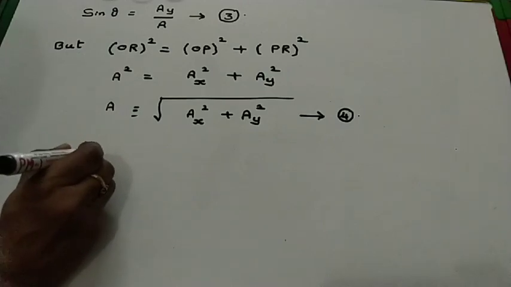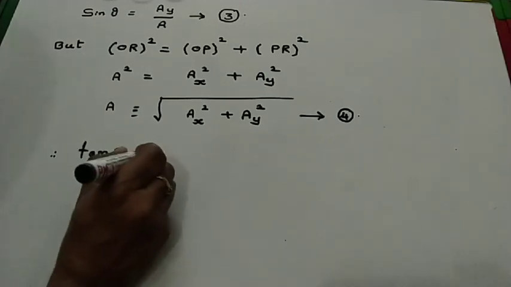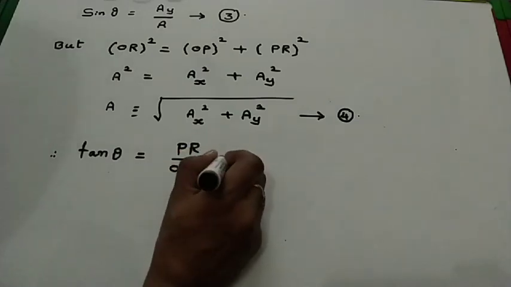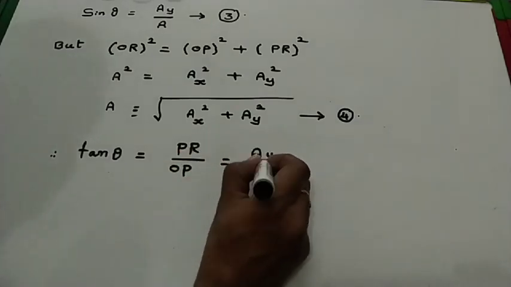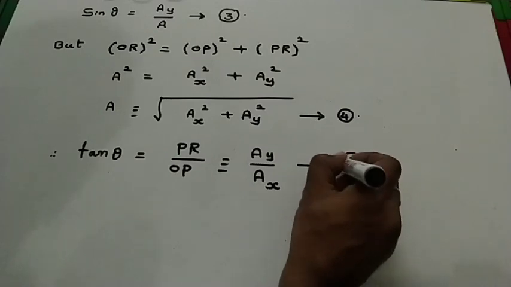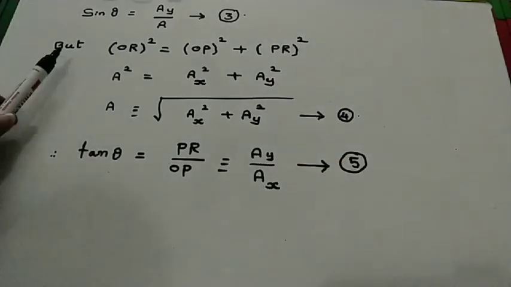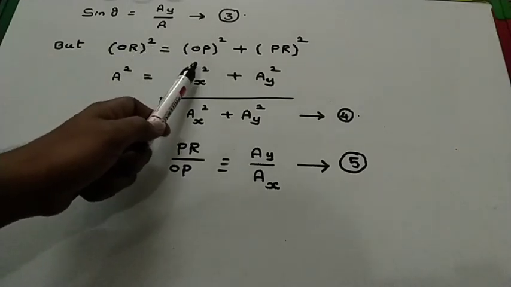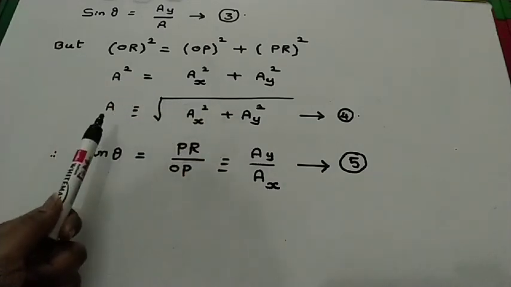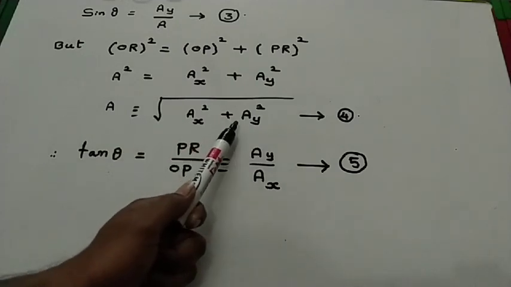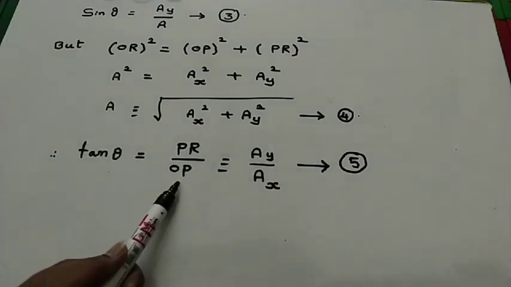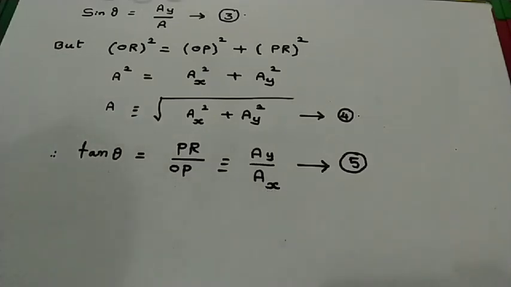Therefore, tan theta is equal to PR whole by OP, that is equal to Ay by AX. Consider this is equation number 5. Once again, but OR square is equal to OP whole square plus PR whole square. A square is equal to AX square plus AY square. A is equal to root of AX square plus AY square. Equation number 4. Therefore, tan theta is equal to PR by OP, that is equal to AY by AX. Equation number 5.